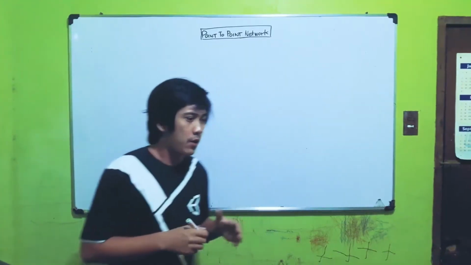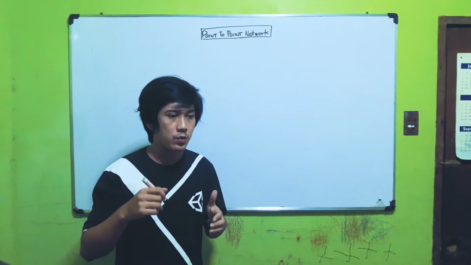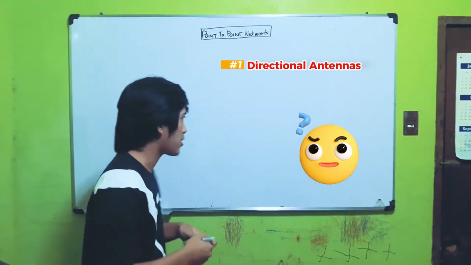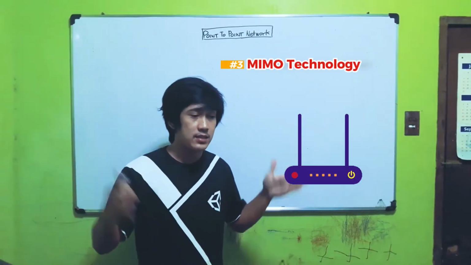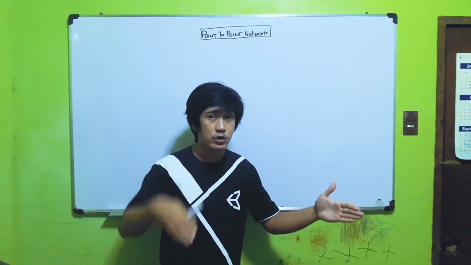So hello guys, today we will talk about the point-to-point network. Before we start, I would like to introduce to you what a point-to-point network or wireless connection is. Basically, it is like Wi-Fi, but it has a greater distance. It can be kilometers away from the access point to the client.